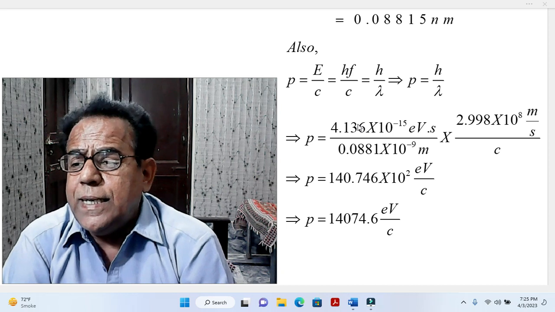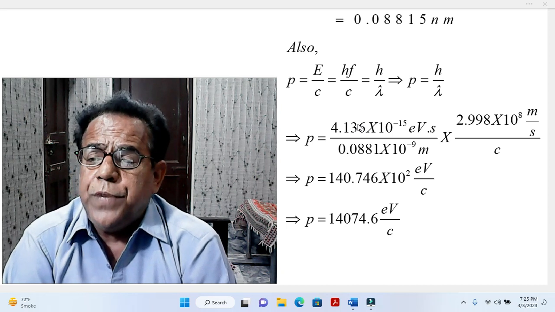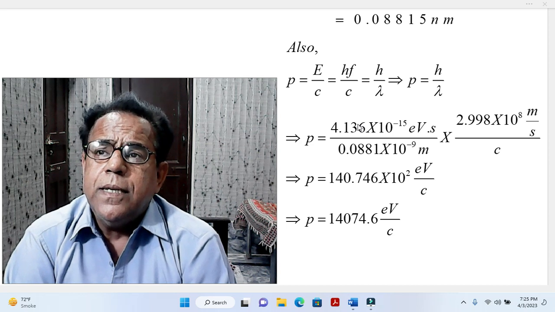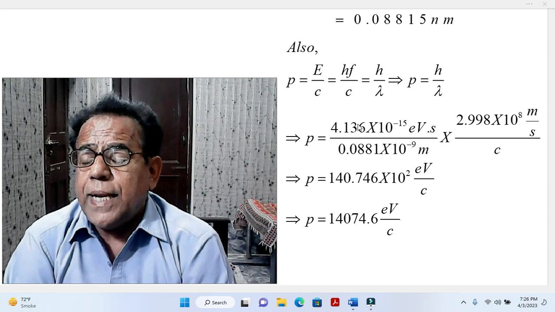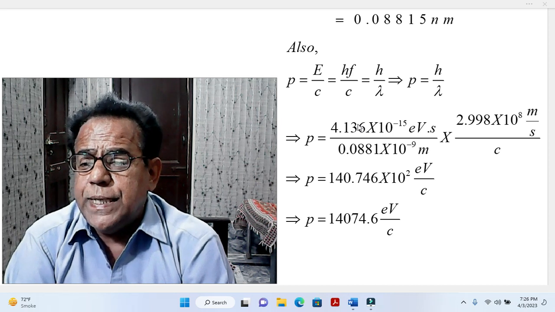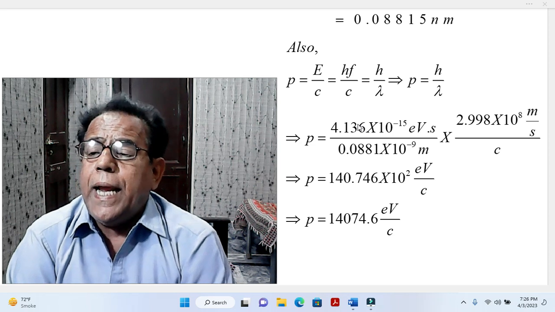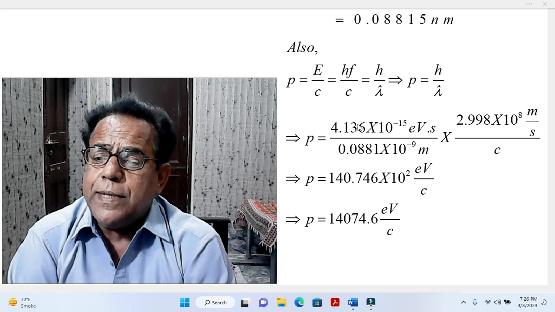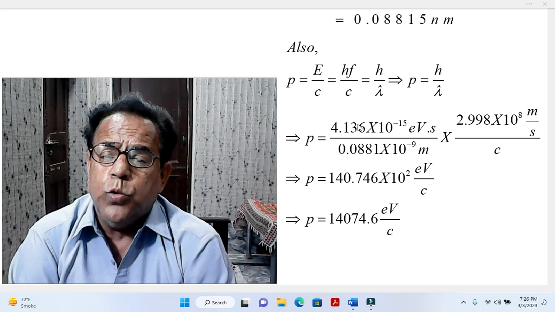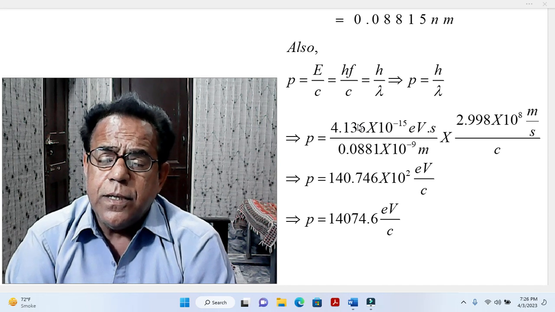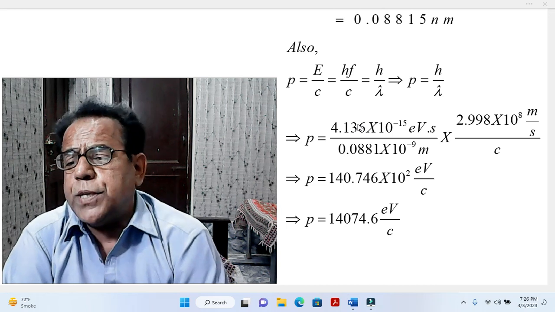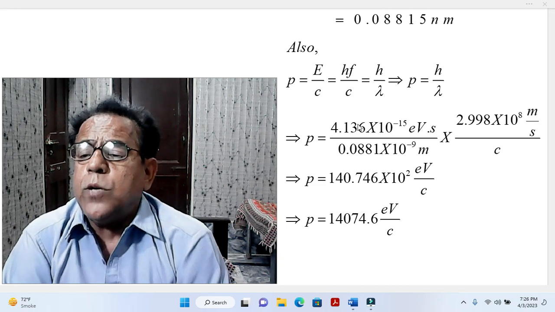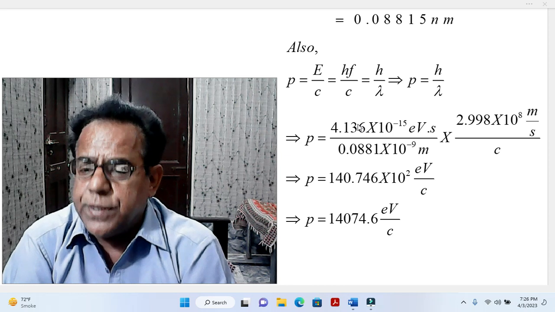So resultantly 10 to power plus 2 will prevail, will overcome. Okay, 10 to minus 15 will be removed, and from 10 to power plus 17 only 10 to power 2, that is 100, will predominate. So P becomes equal to 140.746 into 10 to power 2 electron volt over C.